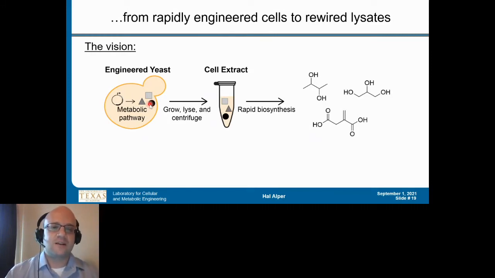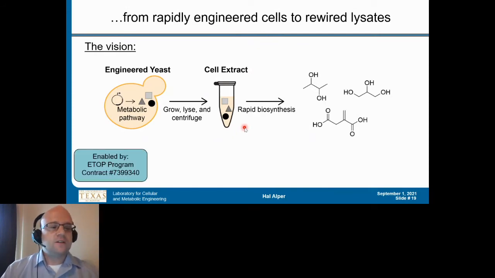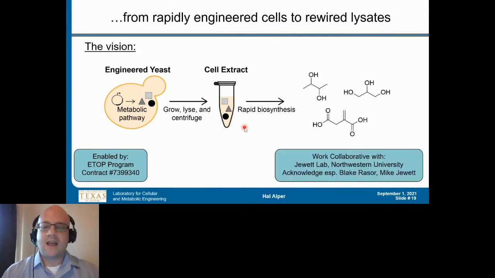Second generation is, can we actually get these rewired cells, add together into this extract the pathways we want to rapidly and on-demand biosynthesize molecules, as well as understand the underlying pathways. I should mention that this is work that has been enabled over the past couple of years through the JGI and DOE ETOP program. And this is also work that's in collaboration with the Jewett Lab at Northwestern, especially Blake Rasor, who is a graduate student in the Jewett Lab, and obviously Mike as co-PI on this particular project.